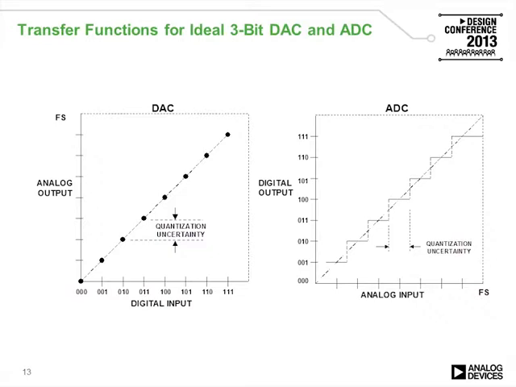So here's the transfer function for a DAC and A to D. We'll talk about the A to D first. As the analog input, which is the x-axis, goes from 0 to full scale, the digital output, which is the y-axis, goes from 000 to 111 in a staircase fashion.